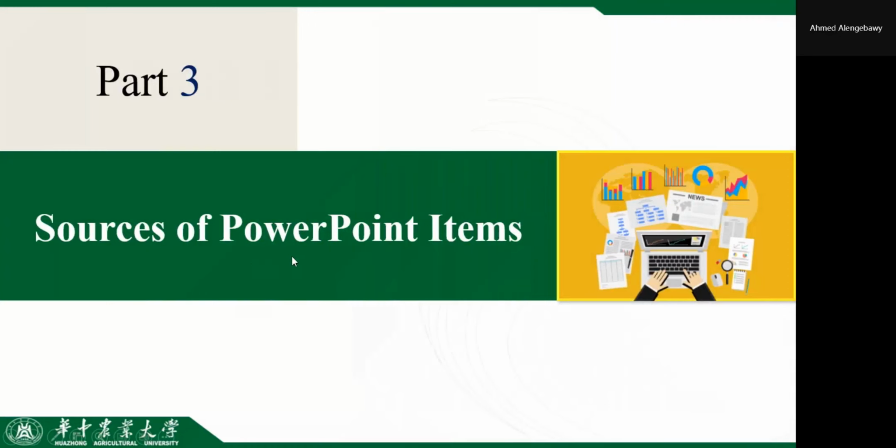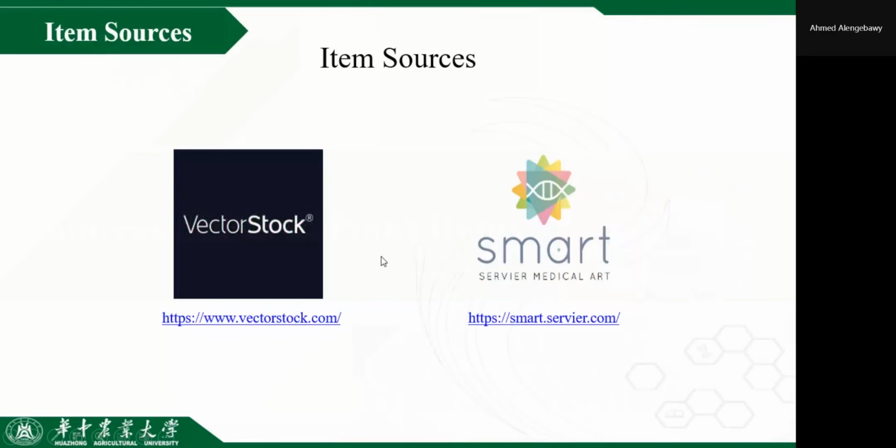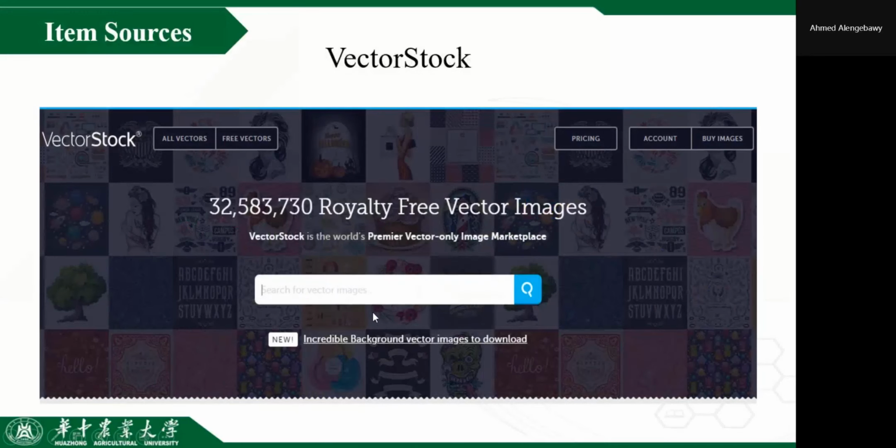So how can I get the sources of PowerPoint items, or the items I use to create a graphical abstract? I strongly recommend these two websites, especially the first one, VectorStock, because it has more than 32 million images, and this one, Servier Medical Art, is just for medical. This one is a little bit general, and it has many vectors. We will try it later together.